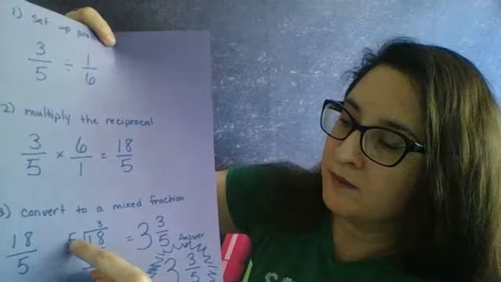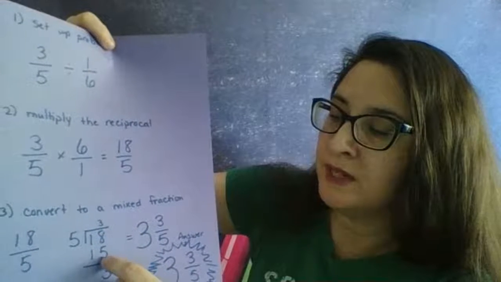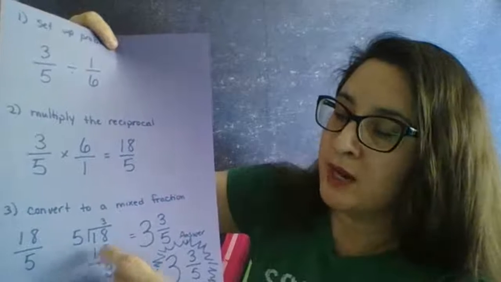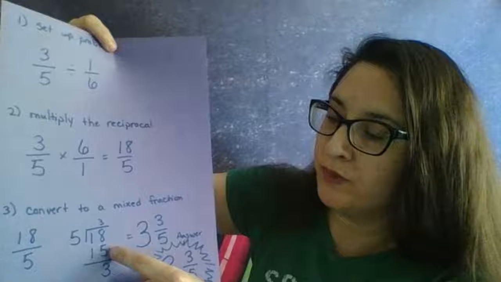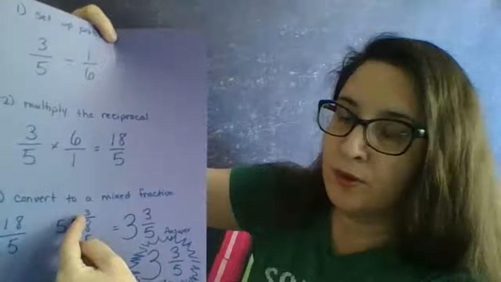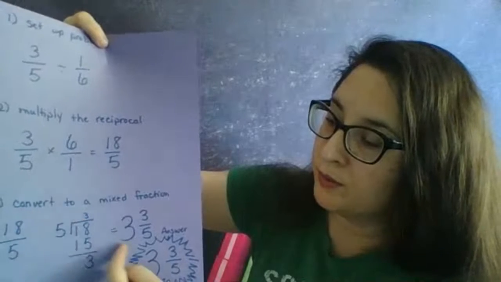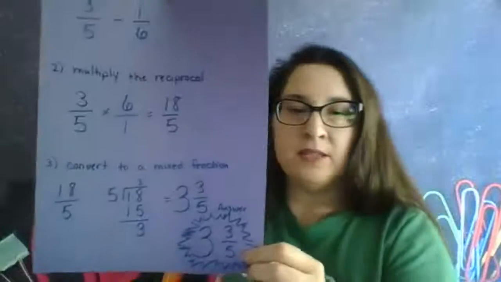5 goes into 18 3 times, because 3 times 5 is 15, right? Now we're going to subtract. So when we take it away, 18 minus 15 is 3. So we have 3, that's our whole, so 3 and 3/5. That's our answer, okay?